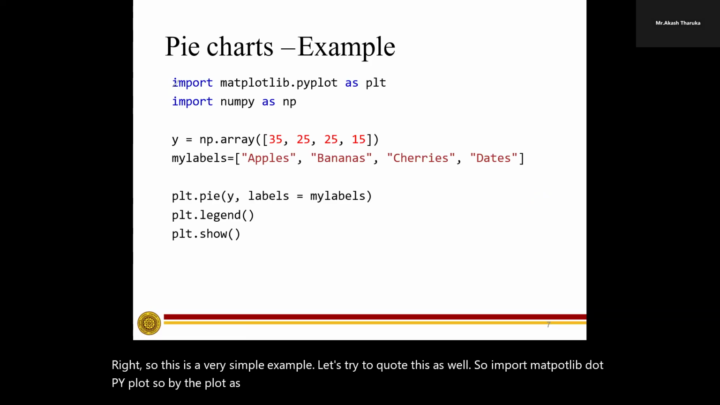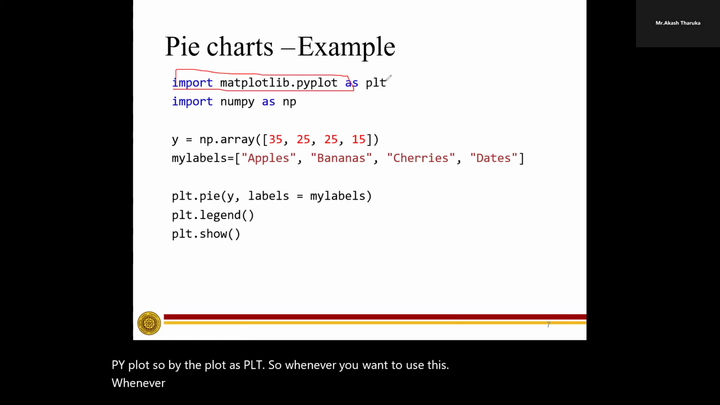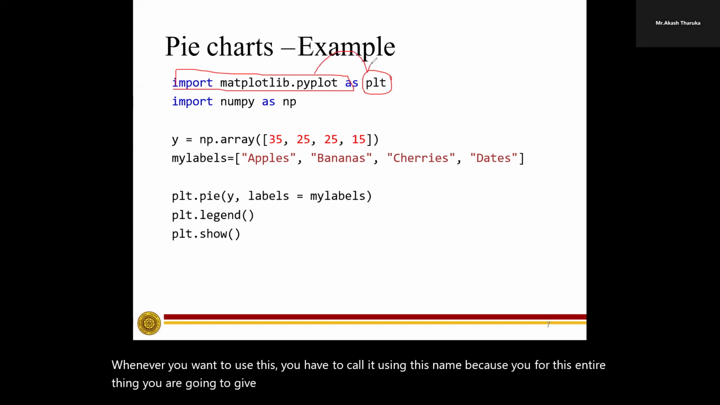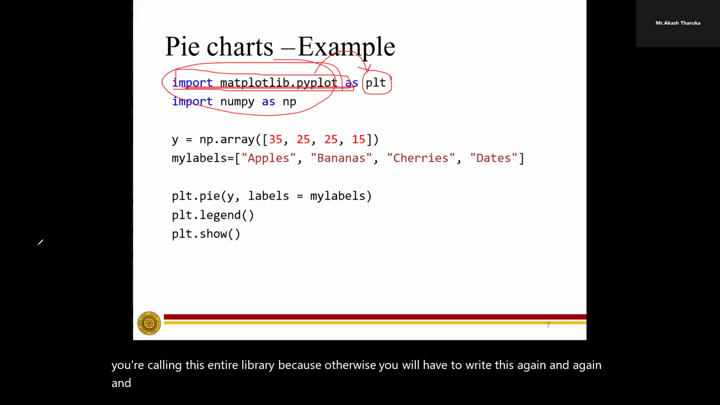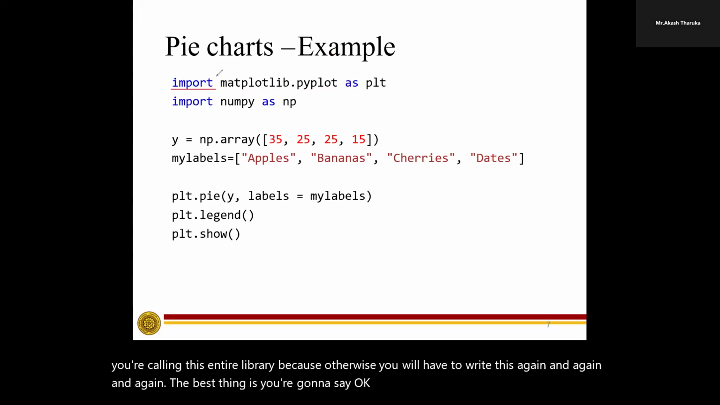So whenever you want to use this, you have to call it using this name, because for this entire thing, you are going to give one reference name as PLT. So whenever you say PLT, that means you're calling this entire library, because otherwise you'll have to write this again and again and again. The best thing is you're going to say, okay, I'm going to import this specific library as PLT.